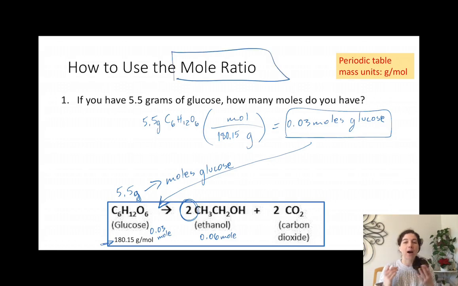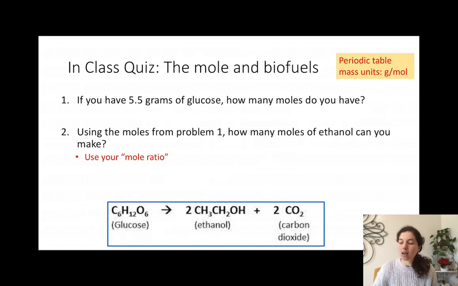So this is what a mole ratio is. It's telling you how many moles of one substance, in this case glucose, you have in relationship to moles of another substance, in this case ethanol. And we have a 1:2 ratio. Let's do the next step of this problem.